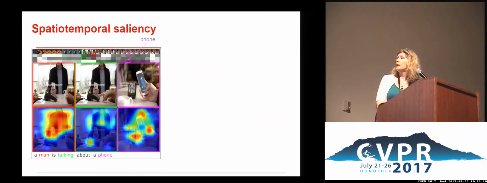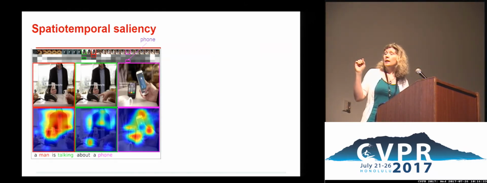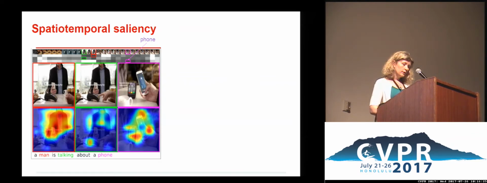Here's another example. This is a video that was captioned with a man is talking on a phone. I'm showing the most salient frames at the bottom for man talking on the phone. Again, here we see a fairly consistent map for the man and the phone. Not so much for talking, which makes sense because in a lot of these videos you don't actually see visual evidence of people talking. You might hear them talking, right? But the network here is inferring that talking is an appropriate word to insert.